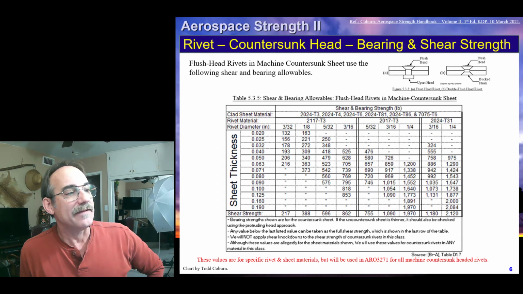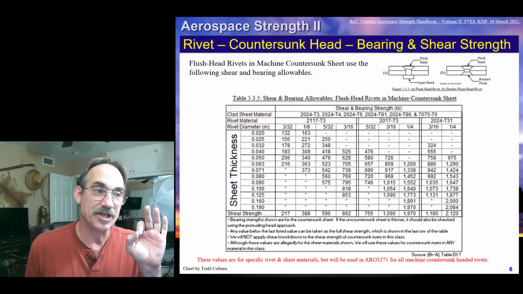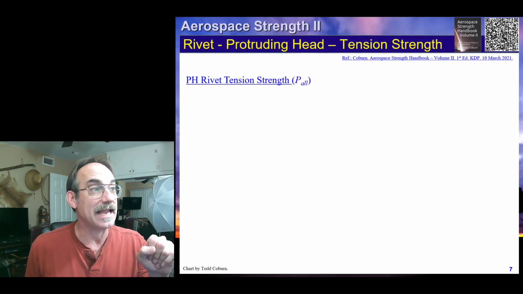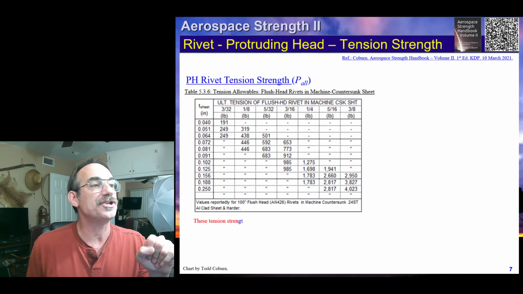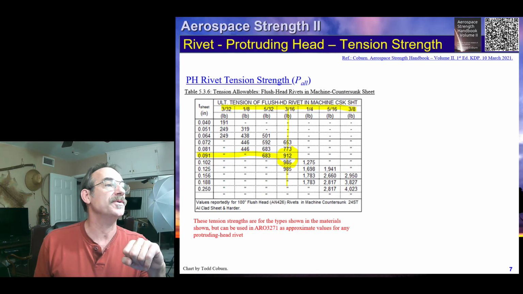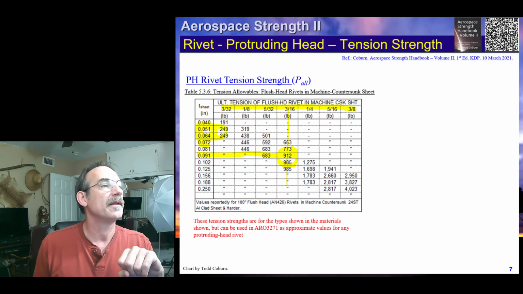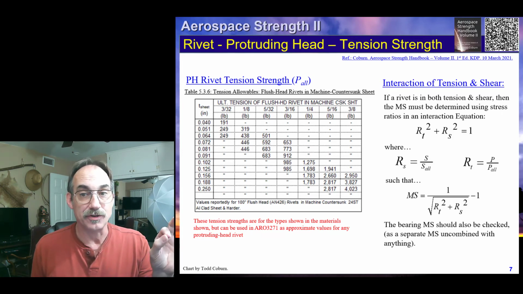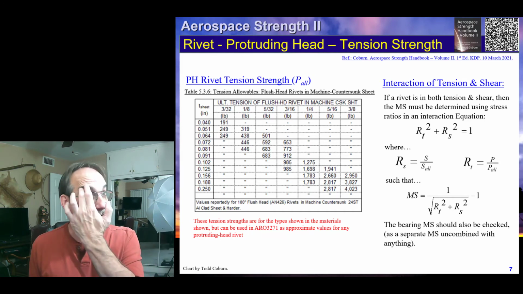Now, if we have a flush head rivet in machine countersunk sheet loaded in tension, we will handle it in a similar manner to the protruding heads, only we get a different table, and here's that table. This is for ultimate tension strength of flush head rivets in machine countersunk sheet. Once again, we're going to find first our diameter and then our sheet thickness. If we had a 3/16 and .091, we'd have 912. If you have 3/16 and .063, you will have to interpolate between the values here and here. Got it? Once again, as with protruding head rivets, if you have shear and tension, you're going to need to write the margin of the two stress ratios and then combine them and check your bearing allowable separately.